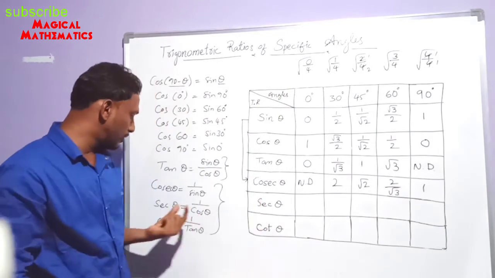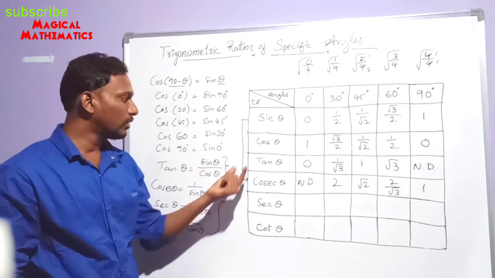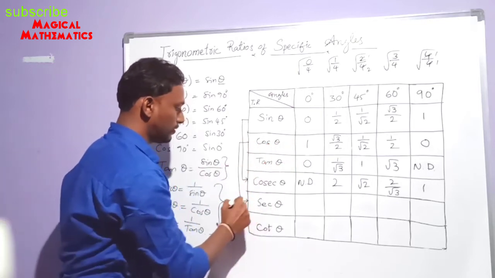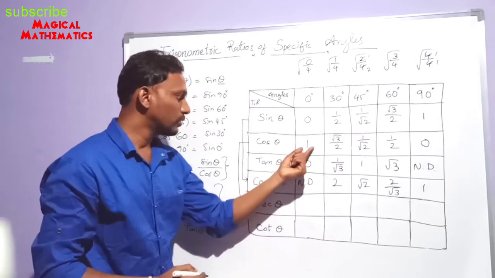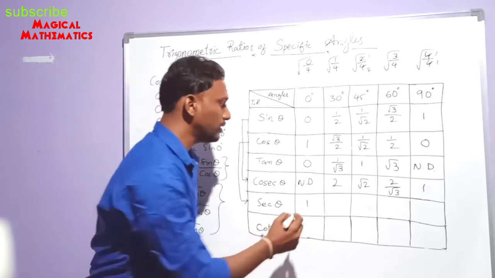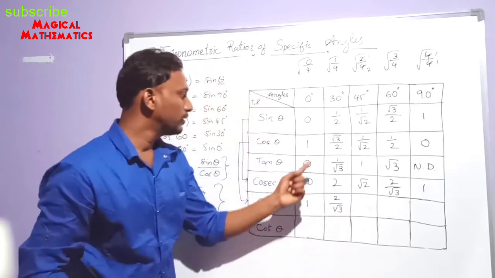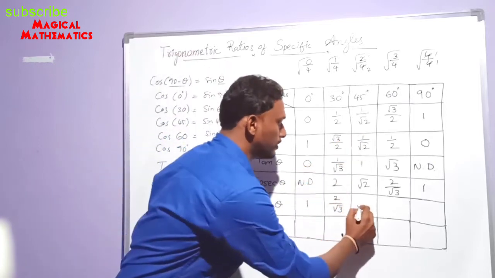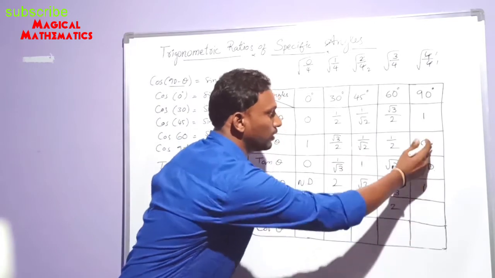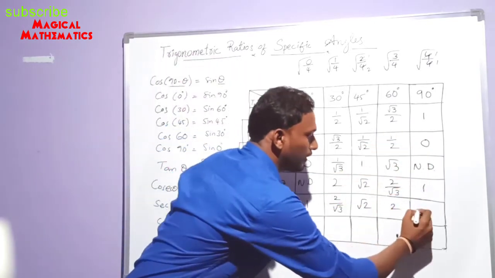Then sec theta. How will we get sec theta? It is 1 by cos theta, the reciprocal of cos theta. So we take all the reciprocals from the cos theta values. 1 by 1 is 1, the reciprocal of root 3 by 2 is 2 by root 3, the reciprocal of 1 by root 2 is root 2, and the reciprocal of 1 by 2 is 2. Again, division by 0 is not defined.